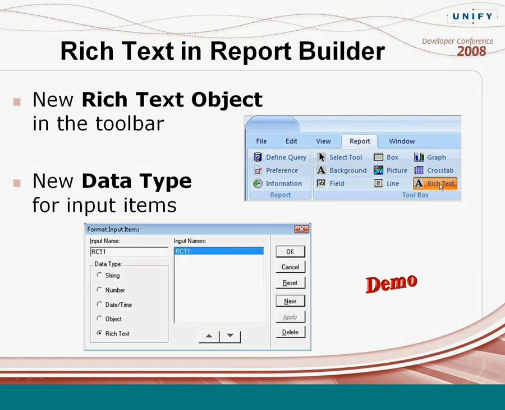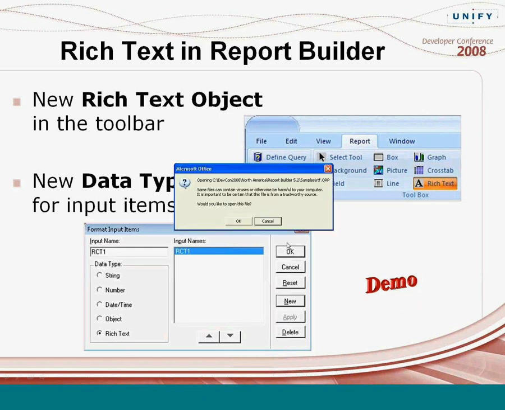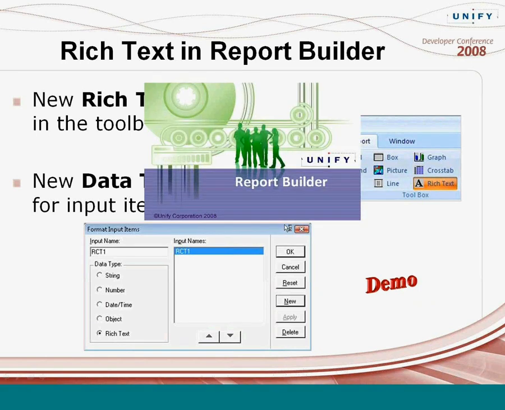We also have new data types for input items. So into your report, you can have a rich text object, and we've included as a data type rich text as a new item into the input item property. So let's go ahead and take a look into Report Builder and see how it works.